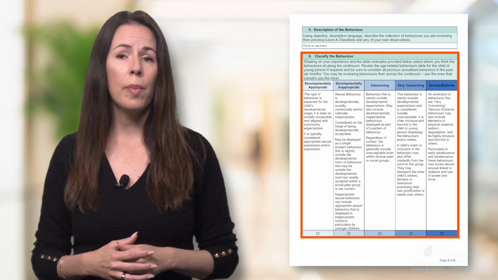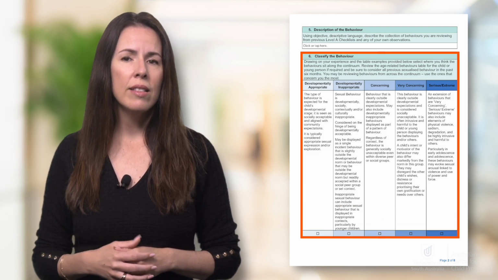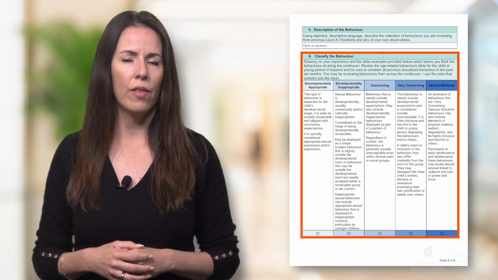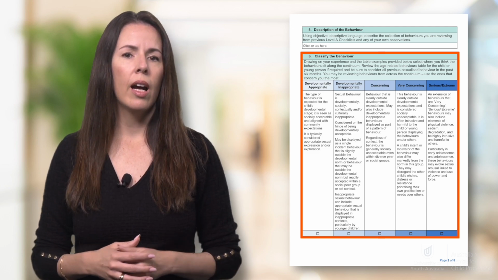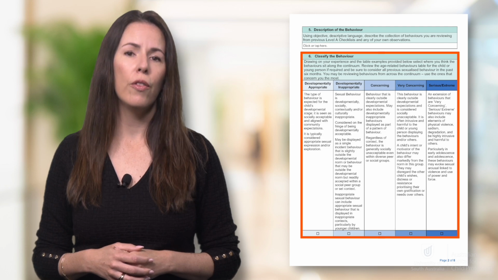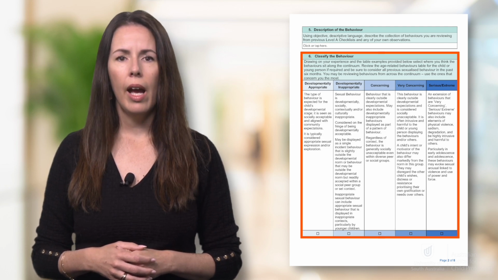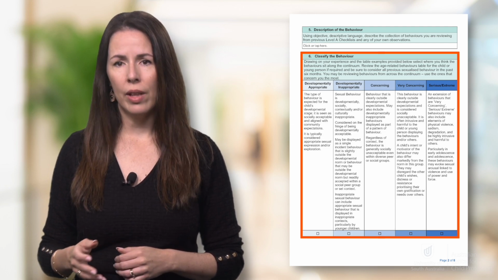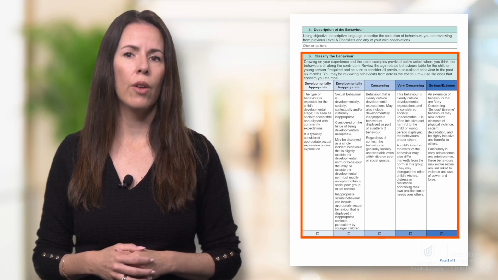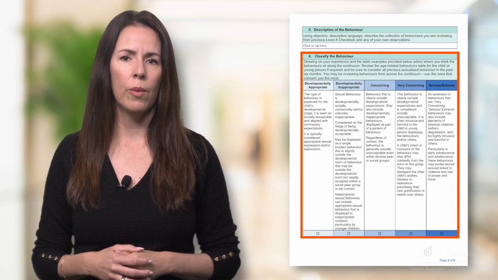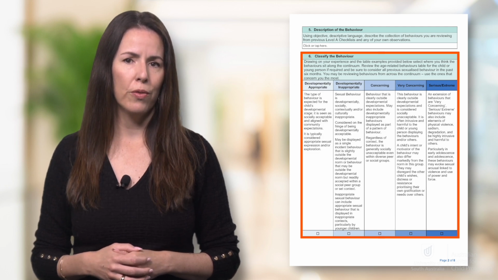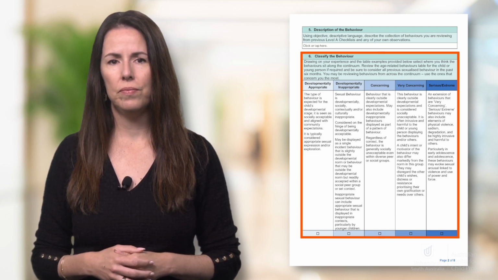Section 6 is about taking a step back and considering where you think the collection of behaviours sit along the continuum. Be sure to consider all previous sexual behaviour over the past 6 months. And remember, you can review the age-related behaviours tables for the child or young person's age range to help you place the behaviours on the continuum. The link is at the top of the form if you need to reference it again.